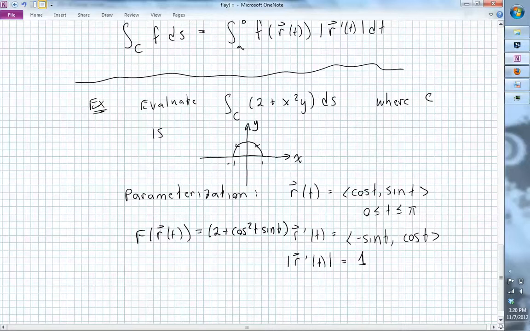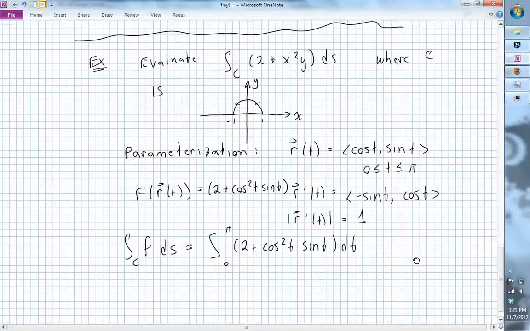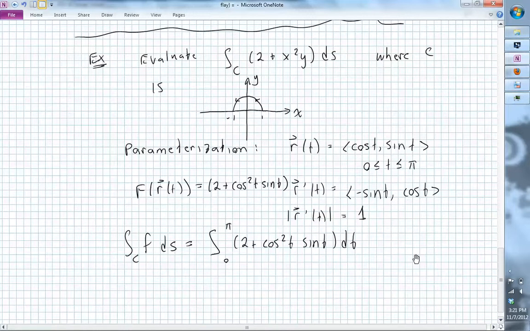I have all of the pieces in place. It's really just a matter of filling them in. The limits of integration are 0 to pi, f of r of t is 2 plus cosine squared t sine t dt. And what happened to the magnitude of r prime? It's just 1.